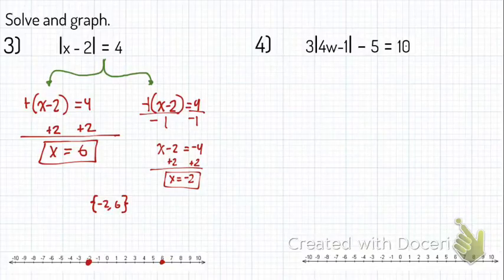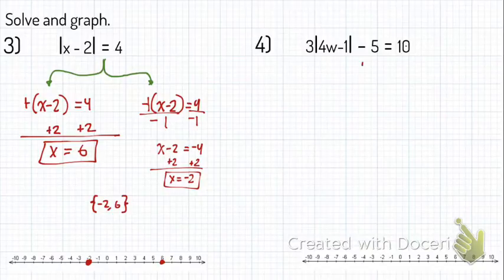Students, please write this down. Okay, so number 4 is a little bit more complicated. You have a problem here that has an absolute value that is not isolated. You have a 3 right here that's being multiplied with it, and you have 5 being subtracted from it. So I'll help you out at the beginning, then you're going to finish up the problem.